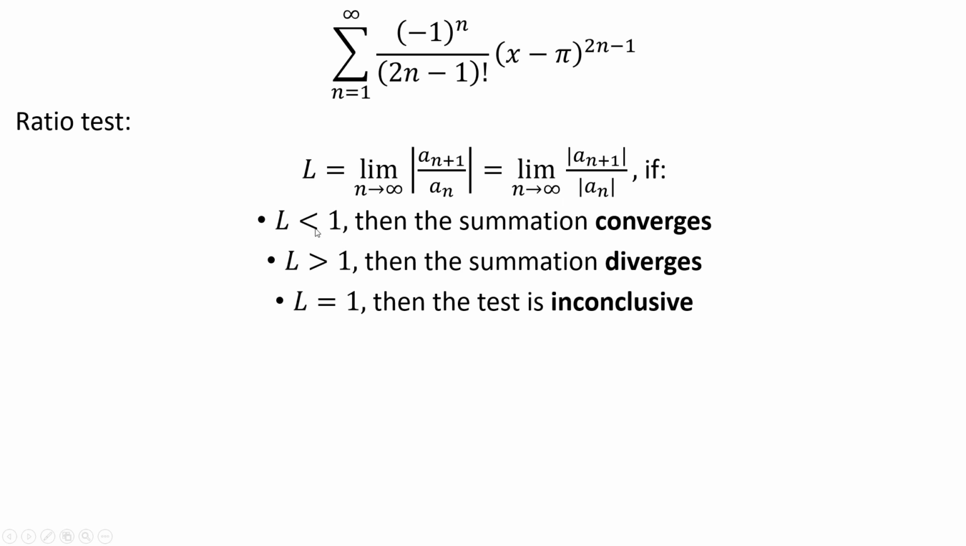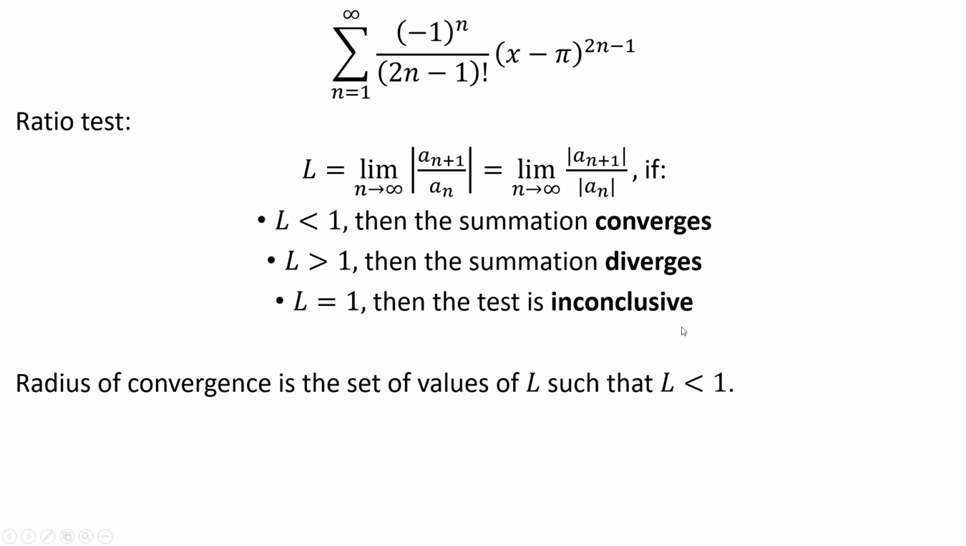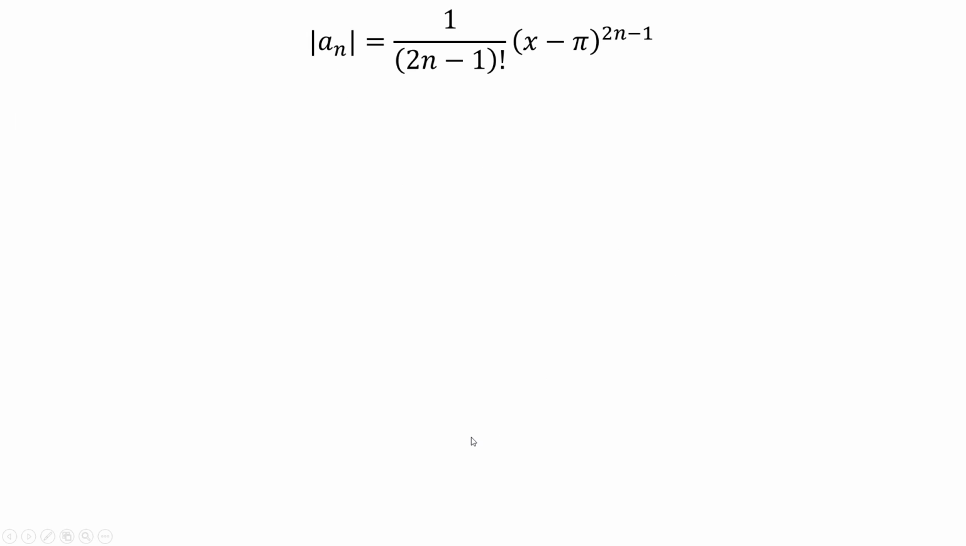And when L is strictly less than 1, then it converges, which is what we're interested in. And then when L is greater than 1, it diverges. When L is equal to 1, the test is inconclusive. So the radius of convergence is the set of values such that L is less than 1, such that the series converges. That's what we're interested in, right? We're interested in the set of values where it converges. So let's get over to actually calculating what L is.